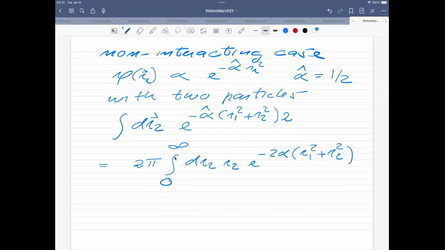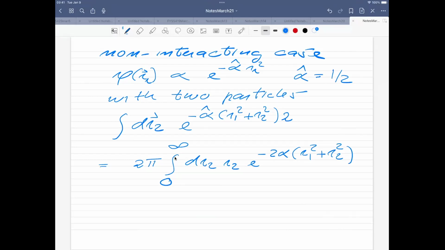And you can actually look that one up in tables. So this is something which you don't need to perform a Monte Carlo calculation on. If you want to test that your Monte Carlo calculation is doing the correct thing, you can always replace this integral here with your code. But it becomes more interesting when you have an interacting case, because then you would have to evaluate these integrals numerically.